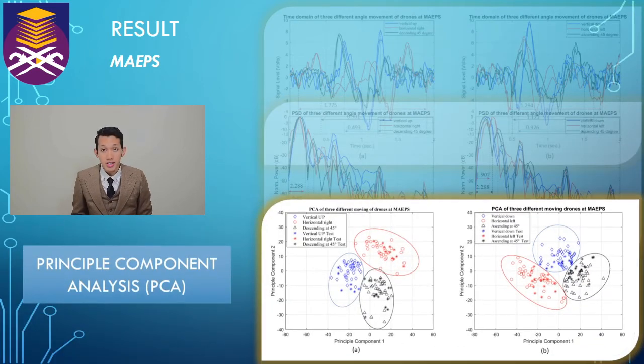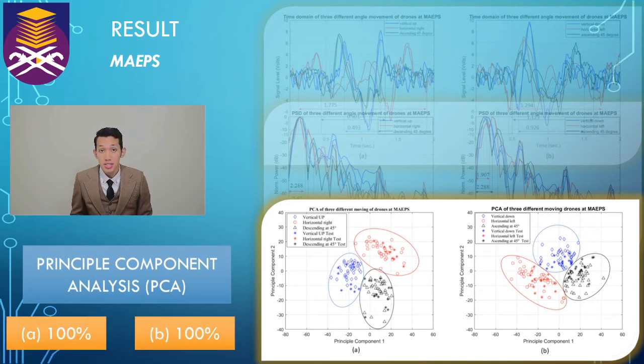For PCA, each angle is grouped into its own cluster. So MIPS has very good detection of the drones. Thus, the percentage for this classification is 100% for both figure A and figure B.